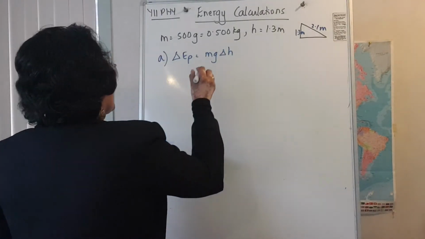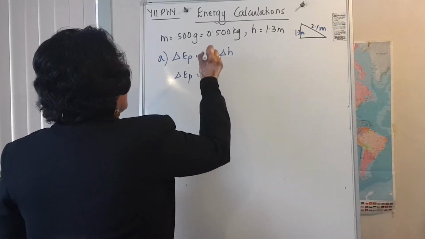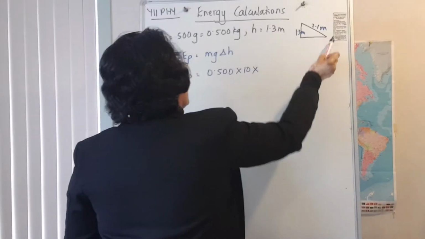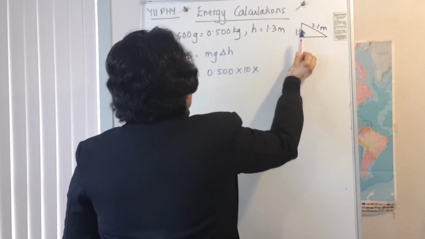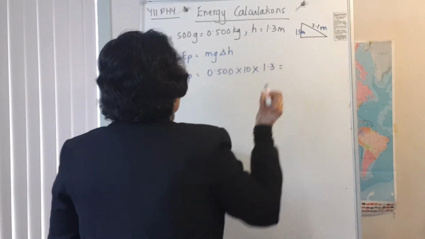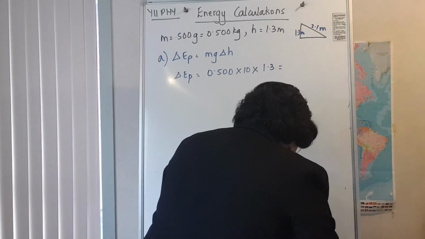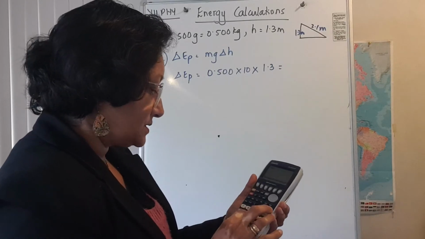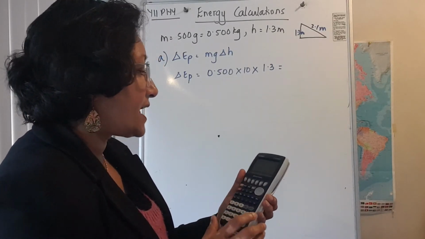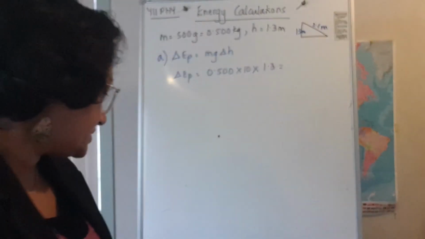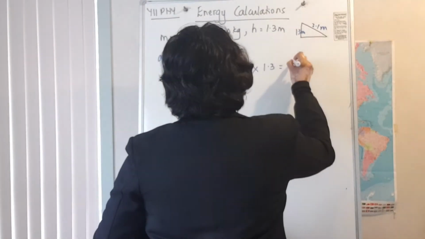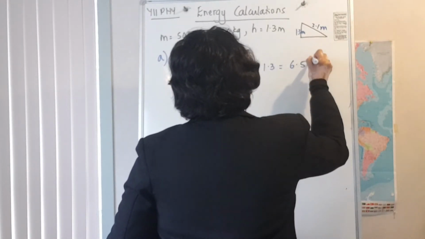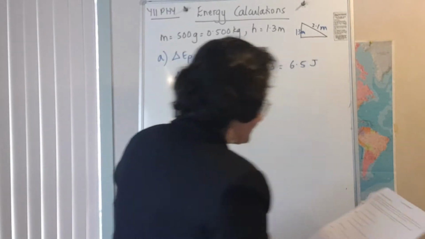Doesn't matter. Okay, so how do we substitute? So your mass is 0.500, g is 10, and now what are we going to use for the height? It's this vertical height, right? Okay, so we need to use times 1.3. So in your calculators, you go 0.500 times 10 times 1.3, and you get 6.5 joules. So the answer to that is 6.5 joules, 6.5 joules of gravitational potential energy is lost.